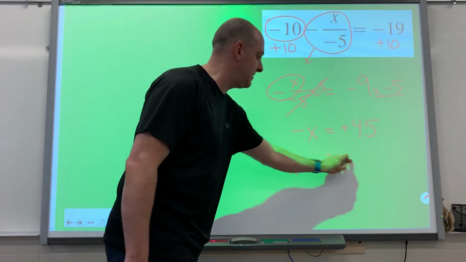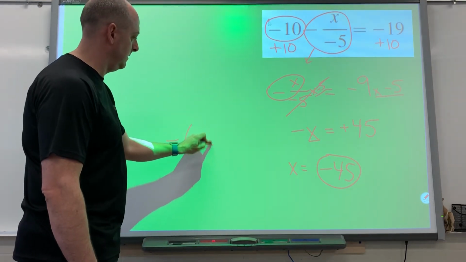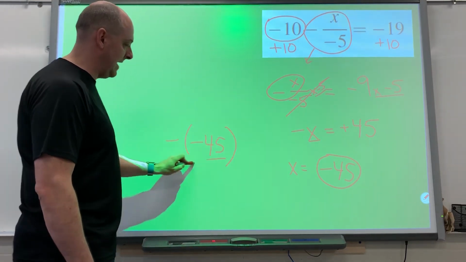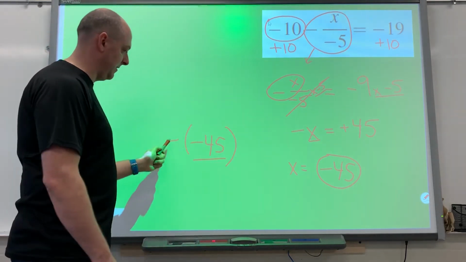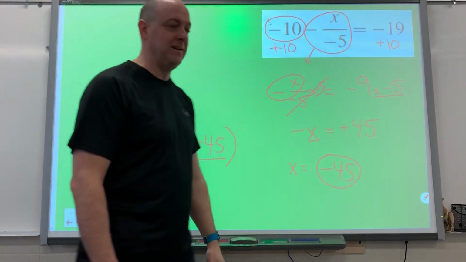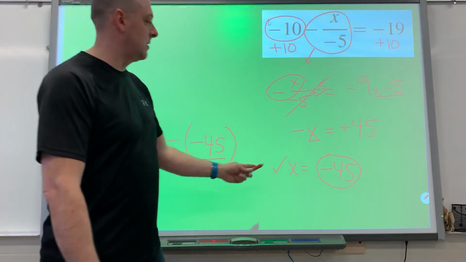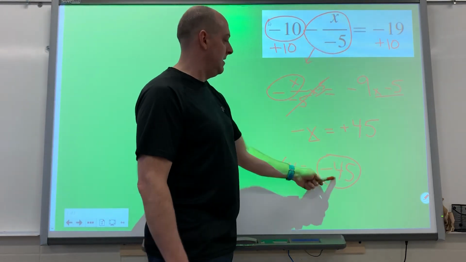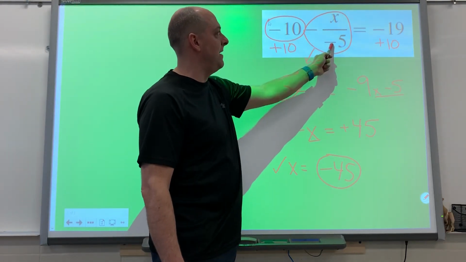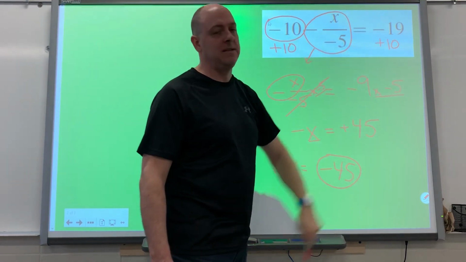So if we put this answer into here, it would look like this. There's our answer. There's the negative that was in front of it. Negative 45 is equal to positive 45. Yes, it is, and so this is the correct answer. You can also check your work by putting it back into the equation. Negative 45 divided by negative 5 is 9, and negative 10 minus 9 is negative 19, so it works.